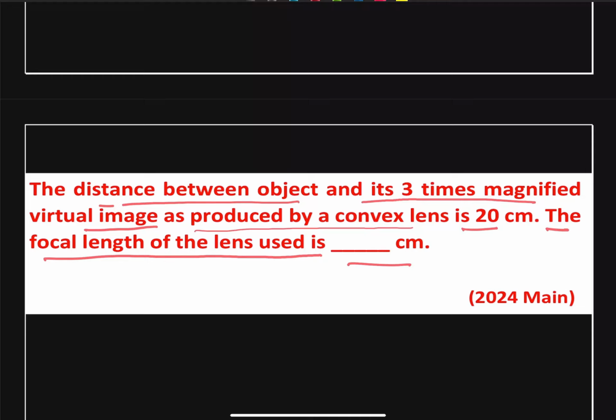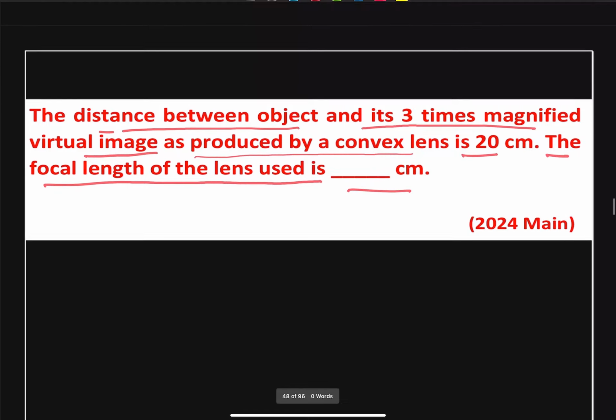We are given that the distance between the object and its 3 times magnified virtual image. So we are given a magnification that is 3, and the distance between the object and virtual image is given as 20 centimeter. The formula we normally use is the relationship between the focal length, the object distance and the image distance, but it is given in this question in a different way. We are not given the distances with respect to the pole, but we are given the distances with respect to each other between the image as well as the object.